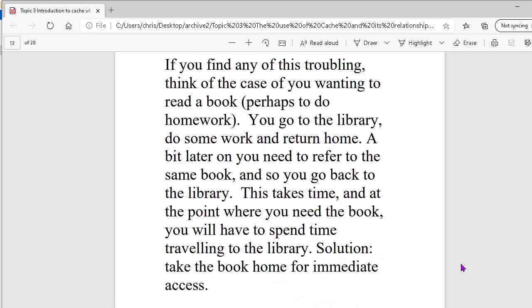So the solution to this awkward problem of spending a lot of time to get what you need is this. You take the book home for immediate access. You keep it at home. There's no travelling by tube and bus to get to the library involved. Not unless the book's a reference book and you're not allowed to take it home.